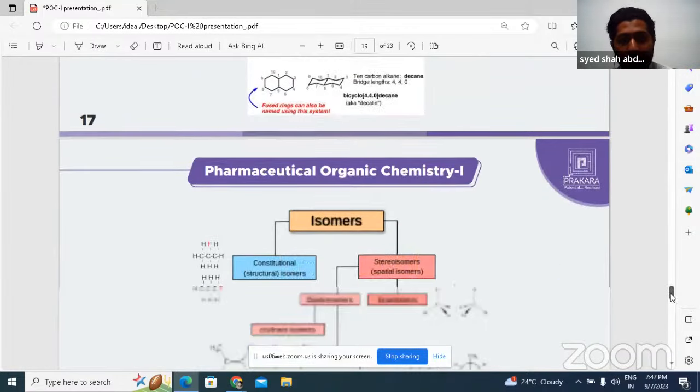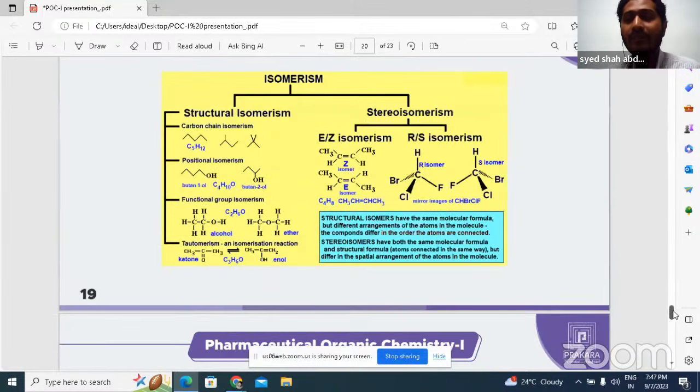Now coming to isomerism, okay, apart from the classification of organic compounds and then the nomenclature part, we are having the concept of isomerism. And in this, isomerism is nothing but compounds having the same molecular formula, but they would be having a different structure. So that is what isomerism is. Having the same molecular formula but different arrangement of atoms in the compound is called isomerism.